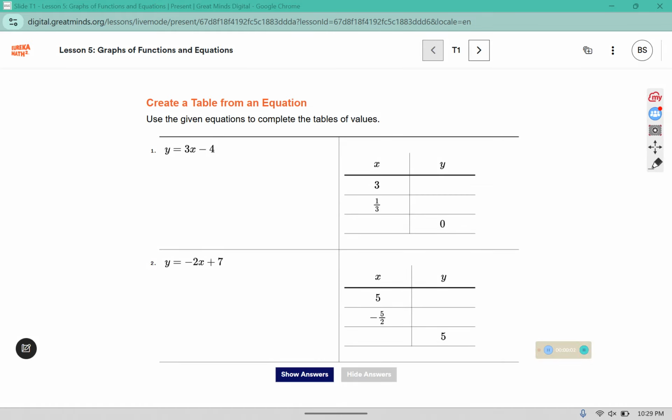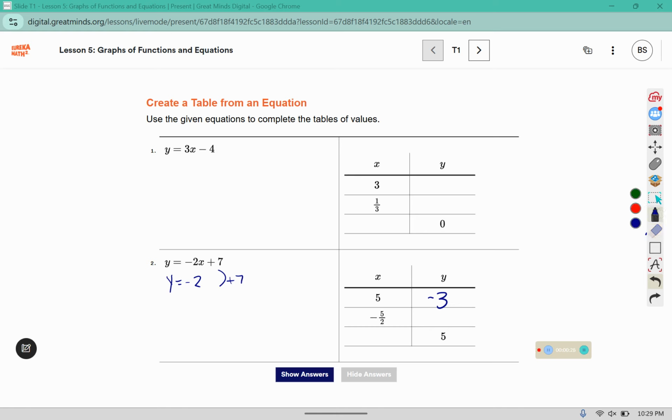Use the given equations to complete the table of values. So I'll do the second one. We have 5 being plugged in for x. Negative 2 times 5 is negative 10. And negative 10 plus 7 is negative 3.